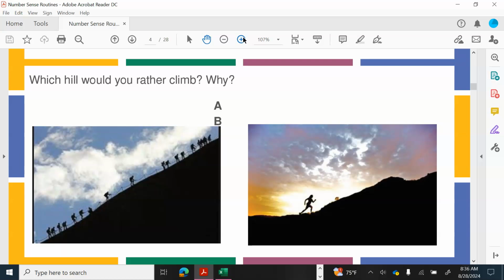What about the same thing here? What if those were here? I mean, I guess. Okay. Go ahead, Robert. The one on the right. Why? I have less of a chance of falling off. Okay, fair. Because of the steepness, because of the slope.